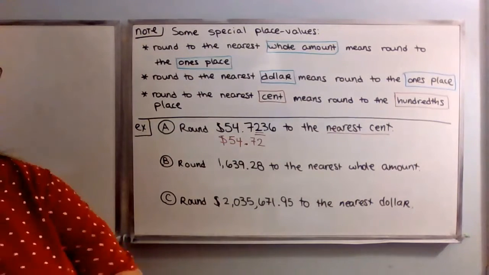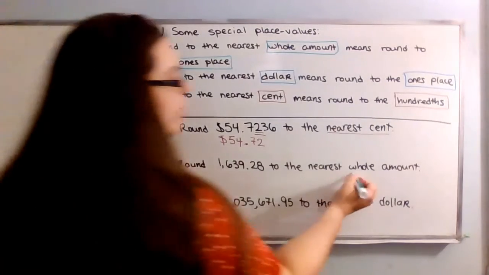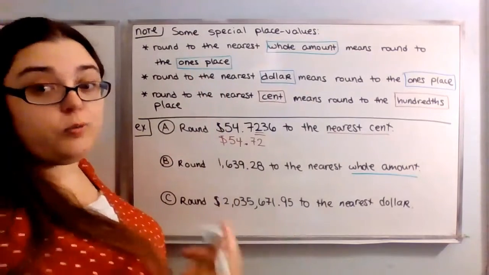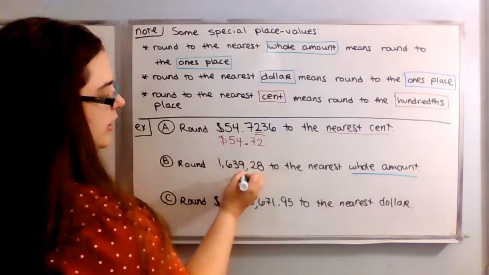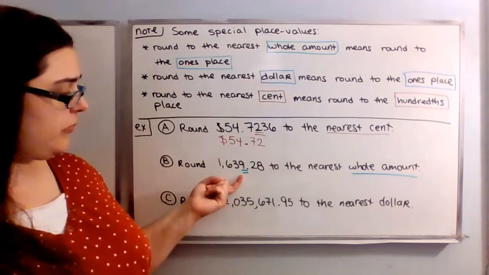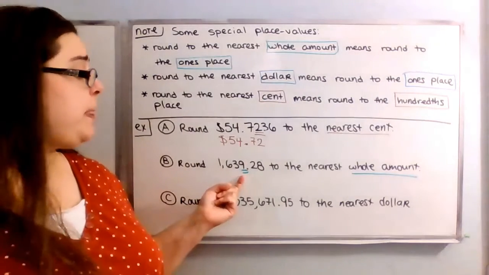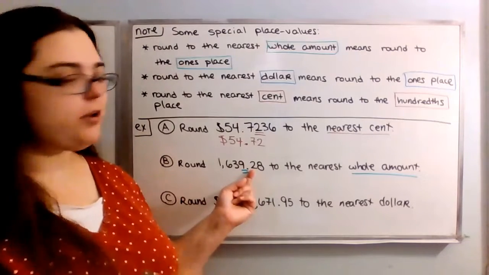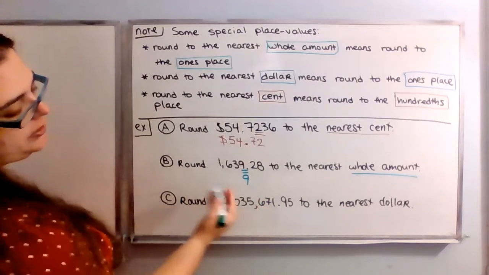All right, so for this next one, we're going to round this number to the nearest whole amount. So the nearest whole amount is going to mean to the ones place. As you recall, the ones place is immediately to the left of the decimal point. So here's our decimal point, and immediately to the left of it is a 9. So 9s are tricky because when a 9 rounds up, then we get a chain reaction, right? But in this case, we have good news because immediately to the right is a 2, and a 2 is a small number. So that means we get to keep the 9. We're going to keep everything to the left of the 9.